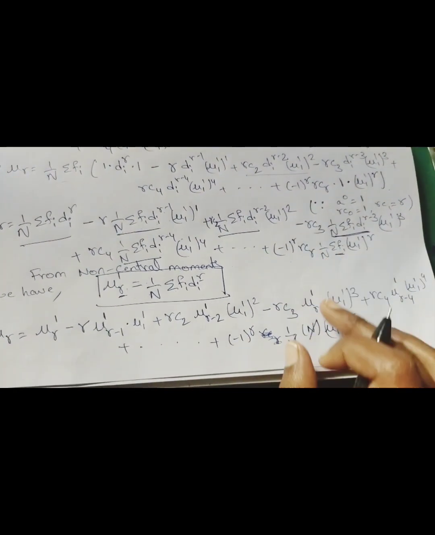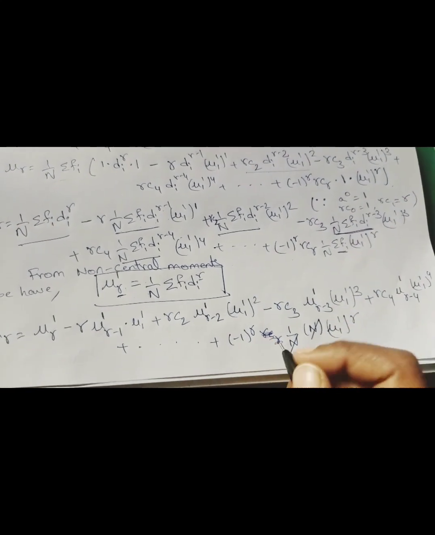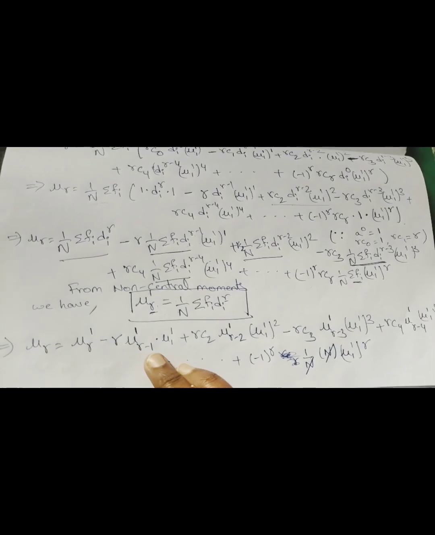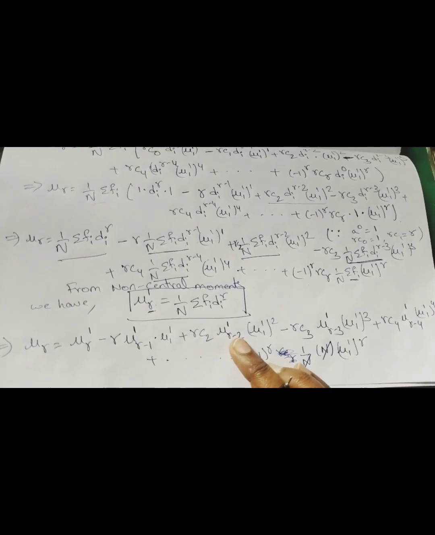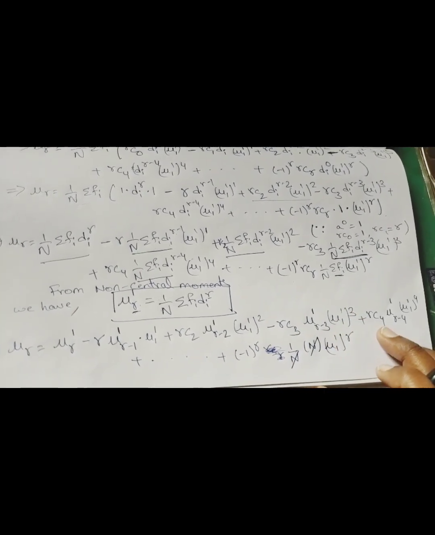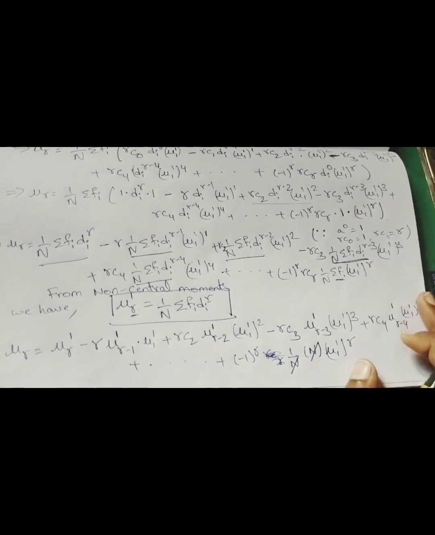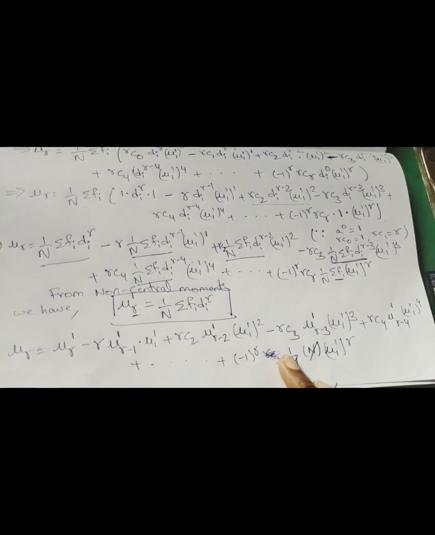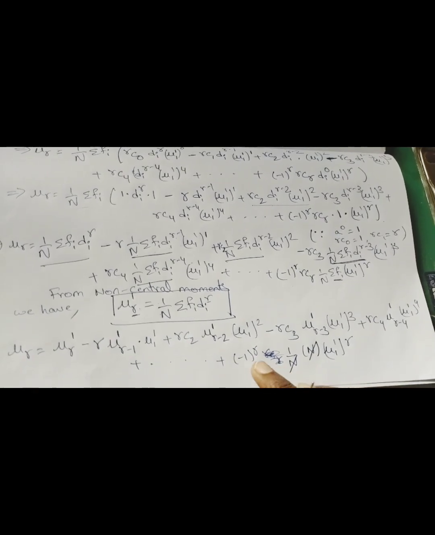So this rCr also becomes 1. You need not write this again. So minus 1 whole power r into 1 by n summation f_i becomes capital N, mu 1 dash whole power r. Finally, we have got mu r equal to mu r dash minus r mu r minus 1 dash into mu 1 dash plus rC2 mu r minus 2 dash into mu 1 dash whole square minus rC3 into mu r minus 3 dash into mu 1 dash whole cube plus rC4 mu r minus 4 dash into mu 1 dash whole power 4 plus so on, minus 1 whole power r into 1 by n, 1 this gets cancelled. So minus 1 whole power r into mu 1 dash whole power r.